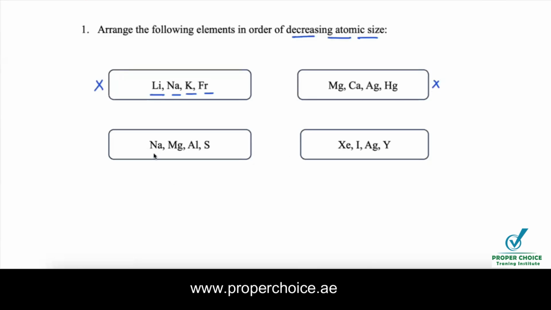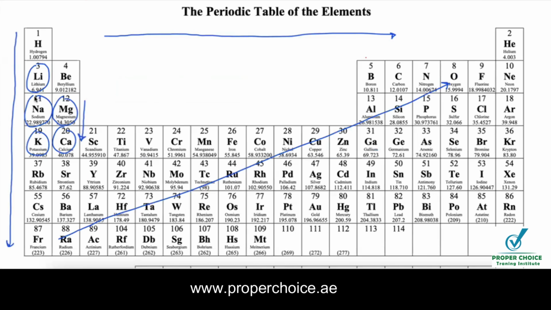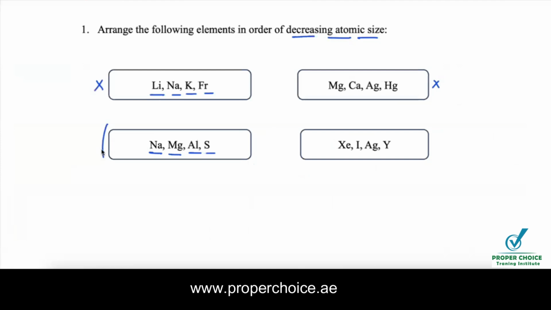Look at this one: sodium, magnesium, aluminium, sulfur. It's not necessary to know the names of those. You can recognize them because a periodic table will be given to us. So where are they? Sodium is here, magnesium is here, aluminium is here, and sulfur. They all belong to the same period, period number 3. As we are moving from left to right, the atomic size decreases. So this will be the right answer, and we should go with it. This will help you predict the size of an atom in the same period. Okay, that's how the questions can be asked.